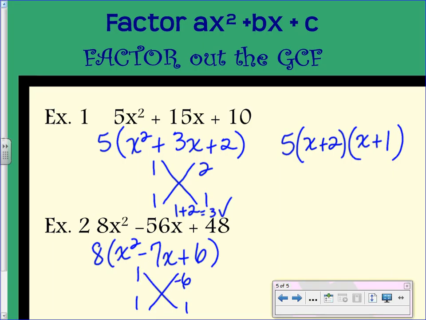So these are both negatives, right? So negative 1 plus negative 6 equals negative 7. So we've got that right. So again, when we rewrite our problem, we can't forget about the 8, but then we're left with 1x minus 6 and 1x minus 1. And there's our final answer there. And that's it. Thanks.